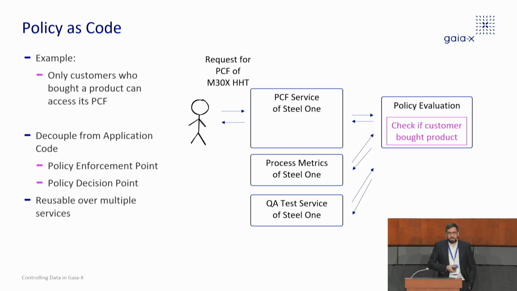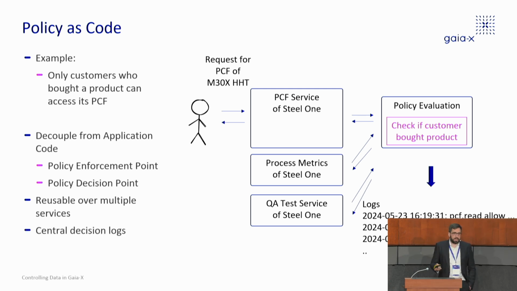An example here is the steel provider has a service that provides process metrics to his customers, or QA test services where a customer can access the tests of the products he bought. Another benefit is that this gives you a central decision log. So you can check all the decisions that have happened by this policy evaluation service.